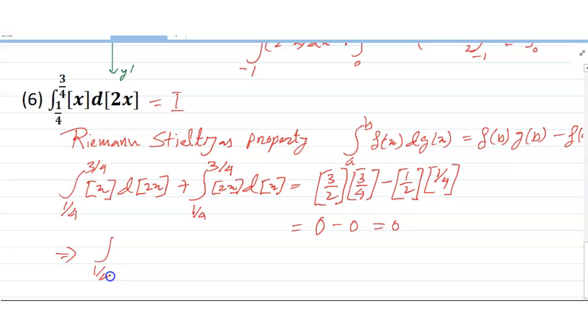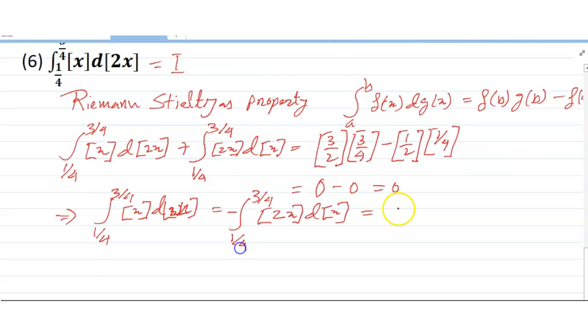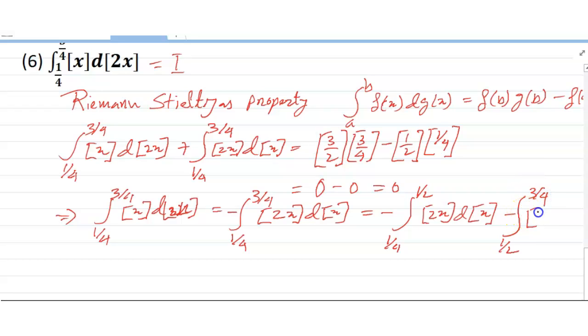So 1 by 4 into 3 by 4, box x d 2x is equal to 1 by 4 3 by 4 box of 2x into d of box x, minus, and it can be written this way, minus 1 by 4 1 by 2 box of 2x into d of box x, minus 1 by 2, 3 by 4, 2x into d of box x.